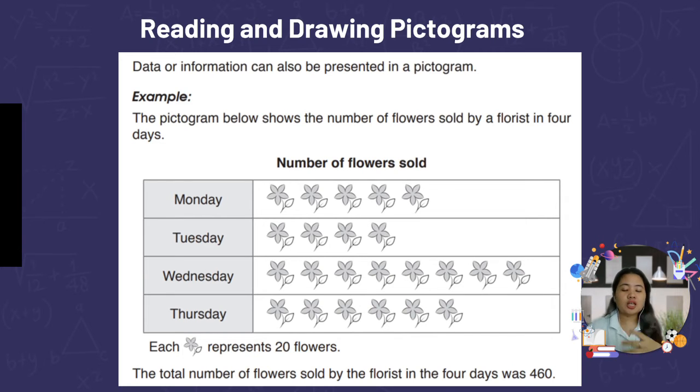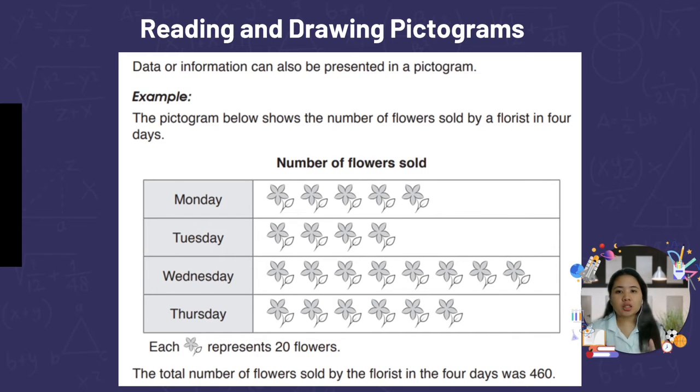It says you need to write the title, number of flowers sold, then there are 4 days: Monday, Tuesday, Wednesday, and Thursday. On Monday, there are 5 flowers. On Tuesday, 4 flowers. On Wednesday, 1, 2, 3, 4, 5, 6, 7, 8. So there are 8 flowers. And on Thursday, there are 6 flowers.